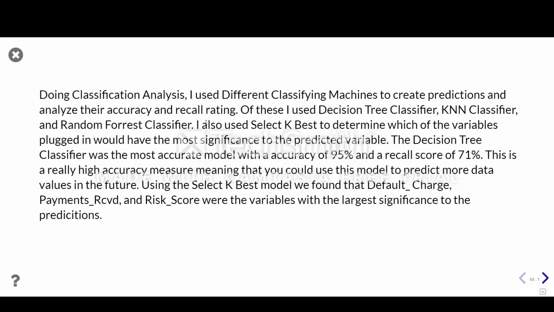And then doing classification analysis, I used the decision tree classifier and select K-best method to determine which variables and which models would be the best. Shoot, I just lost my track. And so I came up with the decision tree classifier and the select K-best.